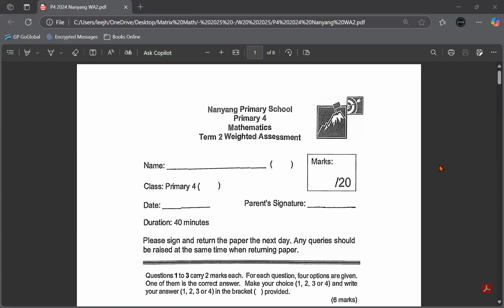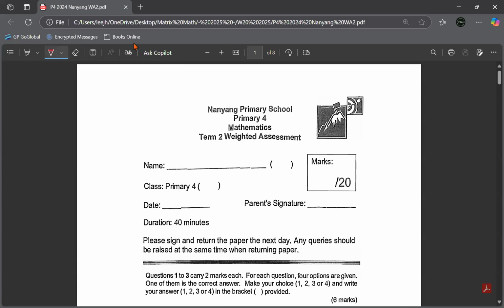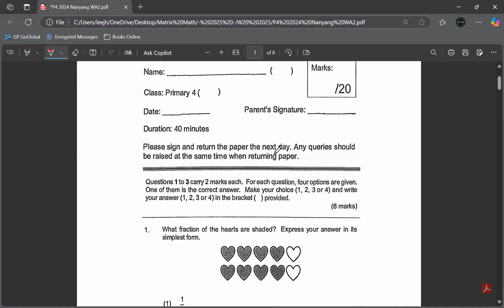P4 Nanyang Primary School weighted assessment 2 exam paper review. This one is for the week of P4 week 20, 2025. Okay, so without delay, I'm going to the first question.